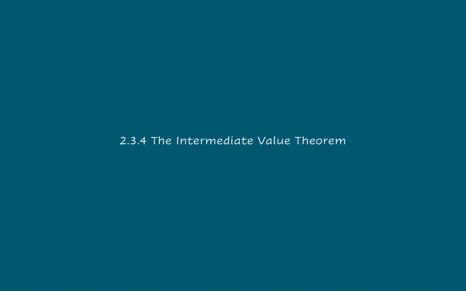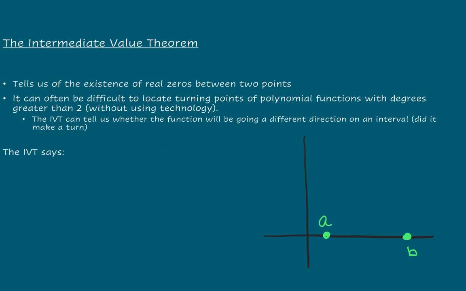In this demonstration, we're going to talk about the intermediate value theorem, which talks about the existence, or not, of real zeros. So the intermediate value theorem tells us the existence of real zeros between 2 points. And it can often be difficult to locate turning points of polynomial functions with degrees greater than 2 when we're not using technology. But the IVT, which is the intermediate value theorem, can tell us whether the function will be going a different direction on an interval, in other words, between 2 points.